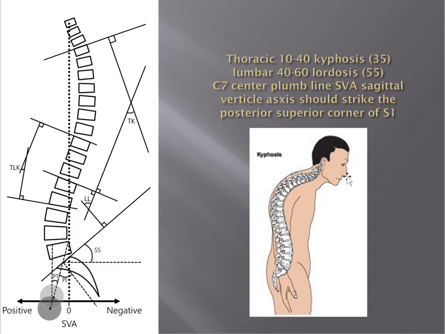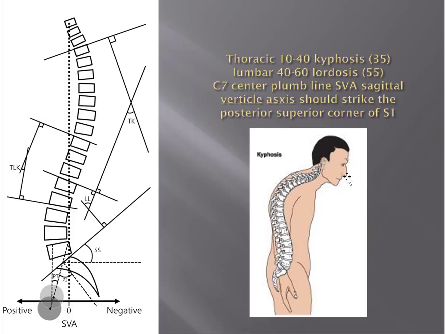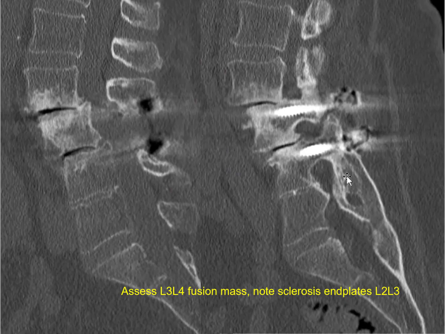So just in general, thoracic kyphosis ranges around 10 to 40, and should be about 35 degrees. Lumbar lordosis, again there's a range, 40 to 60, should be around 55. The C7 plumb line, the sagittal vertical axis, should strike the posterior superior corner of S1. Here in this patient, C7 is way anterior to the sacrum. And I think this pitched forward or flat back deformity, anteriorly displaced sagittal vertical axis, is the cause of this spondylolisthesis.